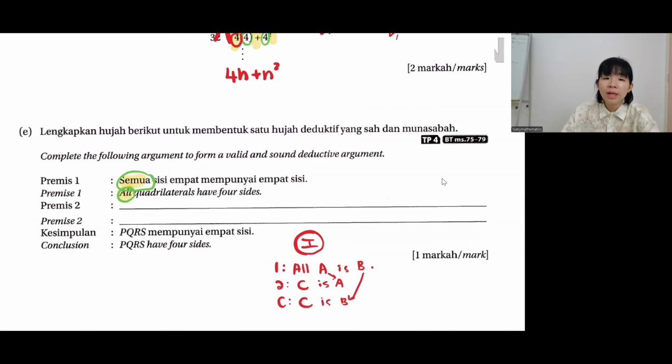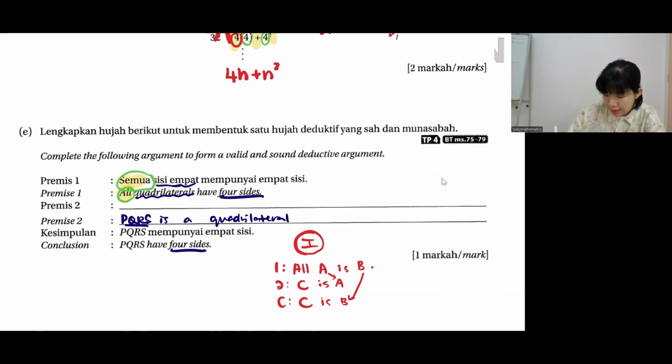So now, all quadrilaterals have 4 sides is our premise 1. So definitely PQRS must be exactly the same thing, C. In the conclusion, the same 4 sides is already mentioned. For premise 2, we write the front part. PQRS is a quadrilateral. Okay, PQRS has 4 sides. Okay, so far so good.